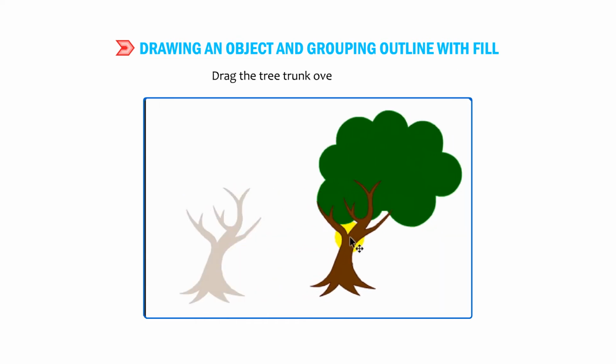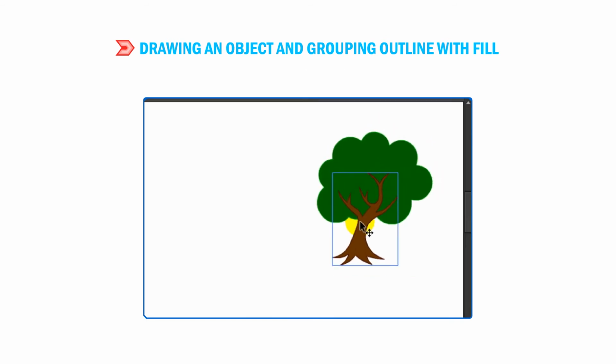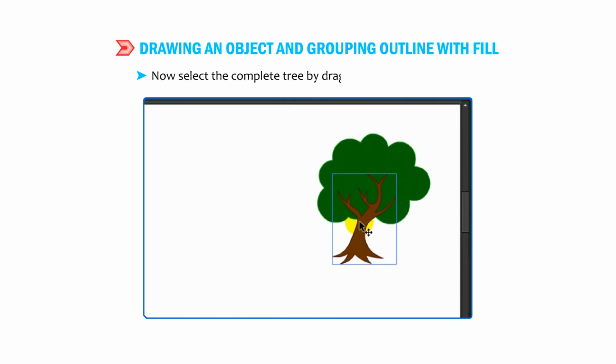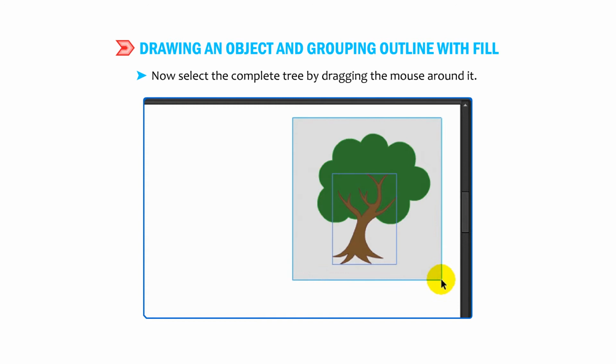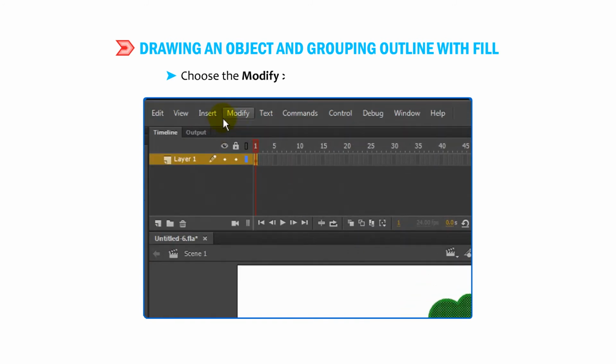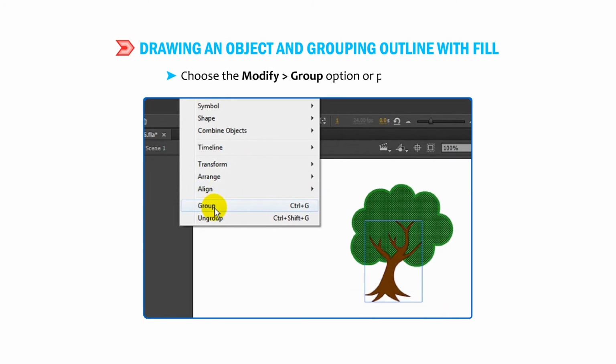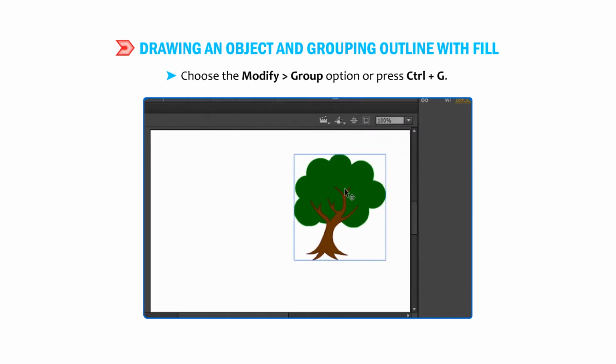Drag the tree trunk over the tree top. Now select the complete tree by dragging the mouse around it. Choose Modify, then go to the Group option or press Ctrl+G.